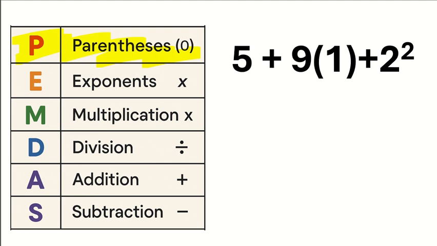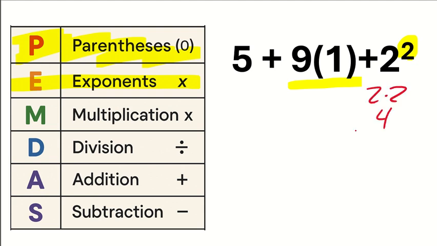Now, of course, we must begin with the parentheses. Well, we have parentheses, but it's just showing multiplication. That just means 9 times 1, so we're good. Now we move down. We have exponents. Look, we have 2 raised to the second power, which is the same as 2 times 2, which is 4.